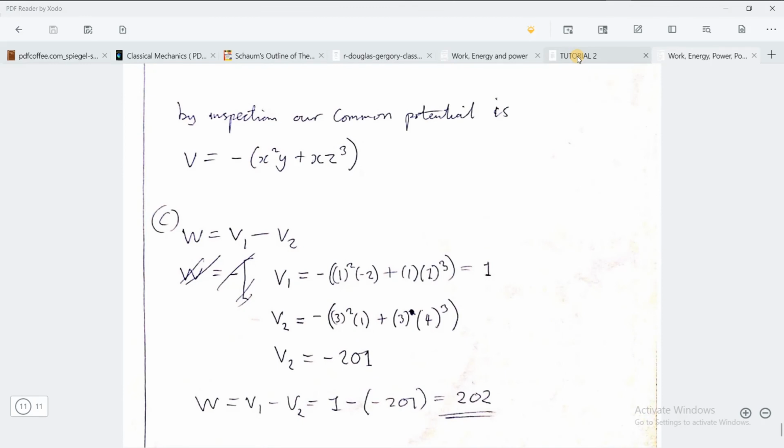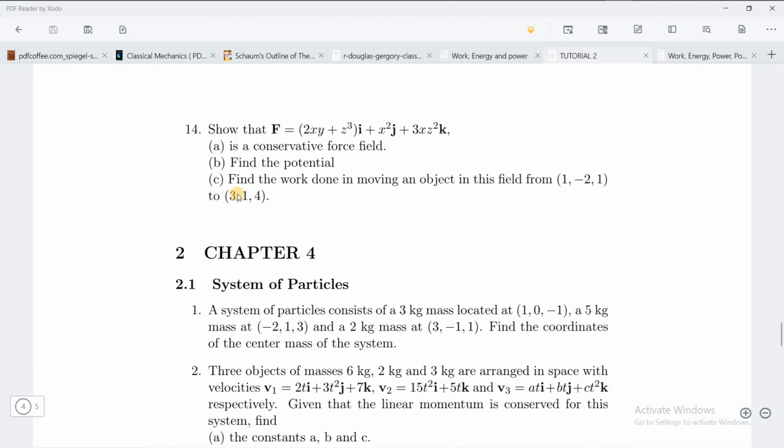And there's part C, which is telling us to find the work done in moving an object in this field from 1, negative 2, 1 to a point 3, 1, 4. So I'm moving from this point to this point. Now we want to find the work done.